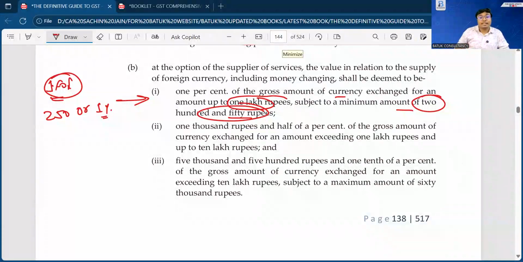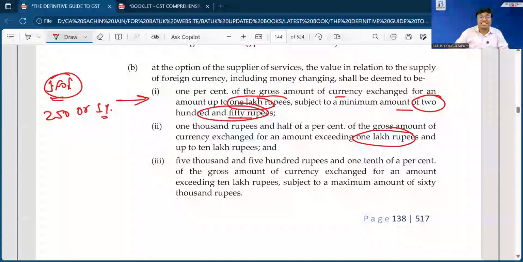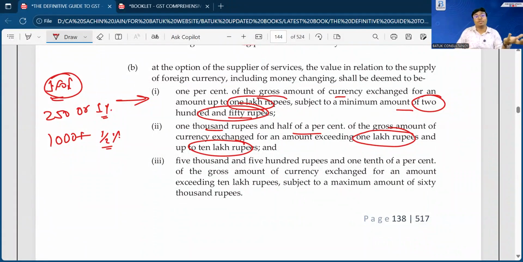Next, suppose that person wants to convert rupees exceeding 1 lakh rupees, up to 10 lakh rupees. In that case, the percentage is going to change. It is 1000 rupees plus half percent of the gross amount exchanged. That means you have to pay 1000 plus half percent of the gross amount exchanged. Suppose you are exchanging 5 lakh rupees. In that case, half percent of 5 lakh plus 1000 will be your value of supply.